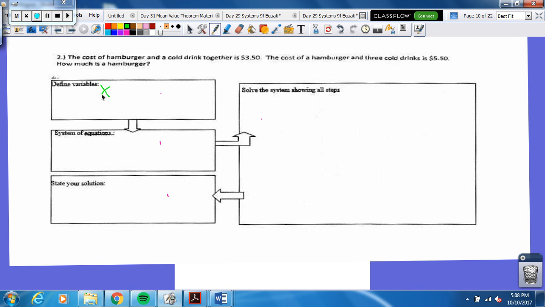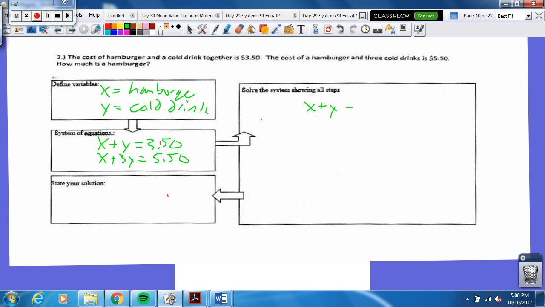Okay, so hamburger was X. See if you got that. And Y is your cold drink. Okay, so hamburger and a cold drink together is $3.50. And then we have a hamburger plus 3 cold drinks is $5.50. Okay, you slide that over. A hamburger and a cold drink is $3.50, and then a hamburger and 3 cold drinks is $5.50.